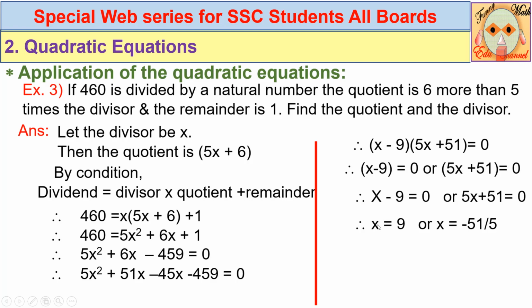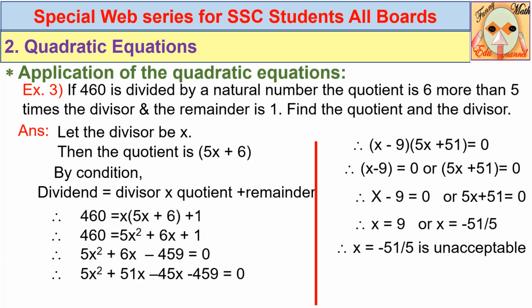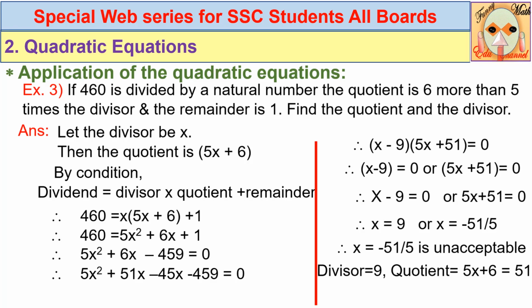Student, what was your x? Your x is the divisor, and the divisor cannot be negative or a fraction, so avoid this, it is not acceptable. So we accept only x is equal to 9, and so we have divisor is equal to 9 and quotient is equal to 5x plus 6, that is 5 into 9, that is 45 plus 6, that is 51, that is the quotient. In this way our quotient is 51 and the divisor was 9.